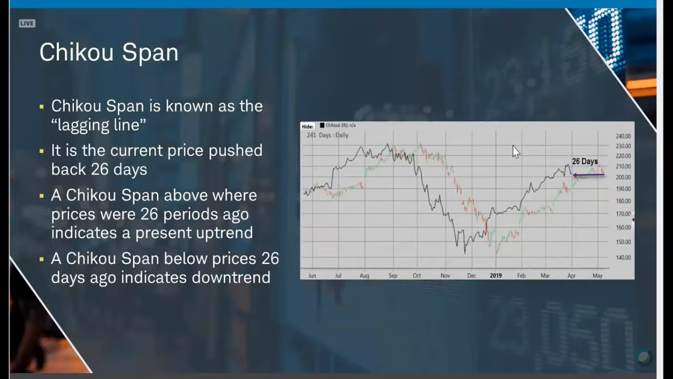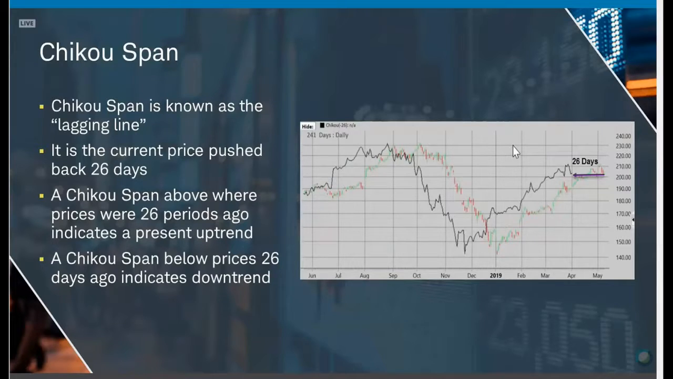Okay, this is kind of interesting. A lot of people don't even use this, but this is called Chikou. And I think it's probably the most misunderstood of the Ichimoku components. Many traders don't even put it on their charts, either because they don't understand it or because they think it is just too simple to be useful. But experienced practitioners use it all the time.